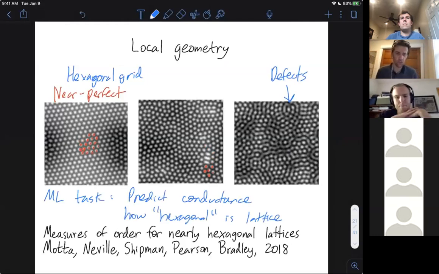Okay, so you don't want to go look at every such picture yourself, nor do you want to stick wires on either side. You want to teach a computer to recognize ahead of time how conductive each one is going to be. So the prior state of the art was defining geometrical measures by hand.